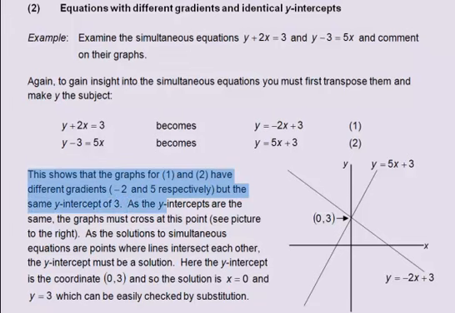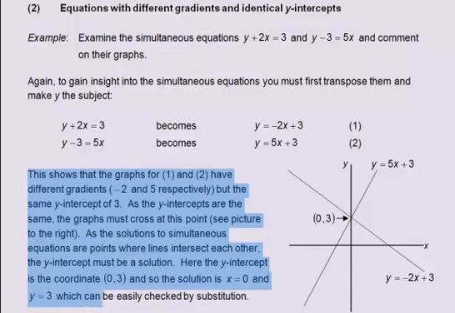As the y-intercepts are the same, the graphs must cross at this point. See picture to the right. As the solutions to simultaneous equations are points where lines intersect each other, the y-intercept must be a solution. Here, the y-intercept is the coordinate 0, 3, and so the solution is x equals 0 and y equals 3, which can be easily checked by substitution.